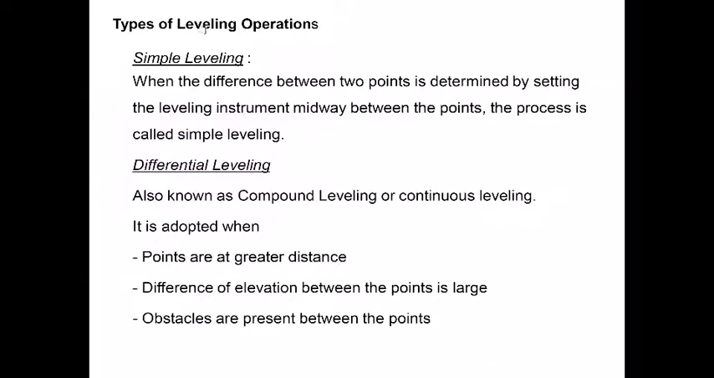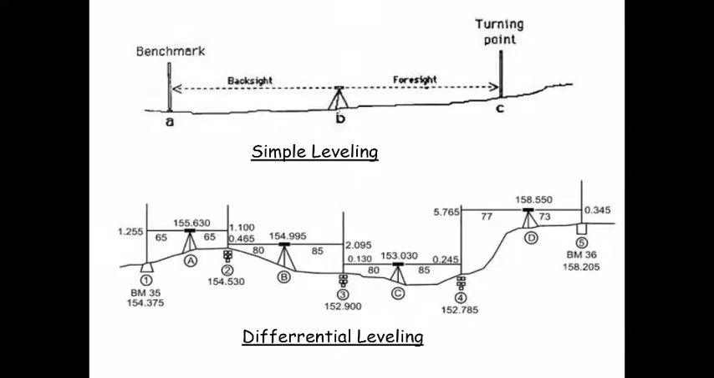So the different types of leveling are simple leveling and differential leveling. In simple leveling, what we do is that we place the instrument exactly midway between the 2 points whose backsight and foresight we are going to take. That process is called simple leveling. And in differential leveling, we take a number of measurements. The points can be at random distances from the instrument. So here it is. In simple leveling, the instrument is midway between the 2 points, and in differential leveling the instrument can be placed anywhere. So this is the difference between simple leveling and differential leveling.